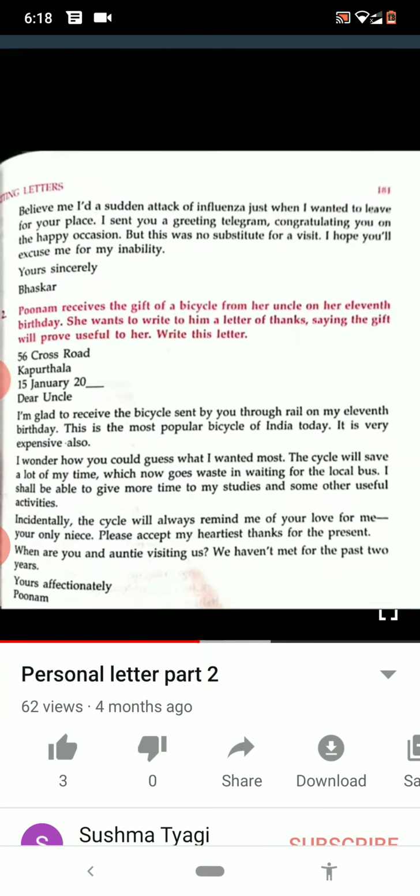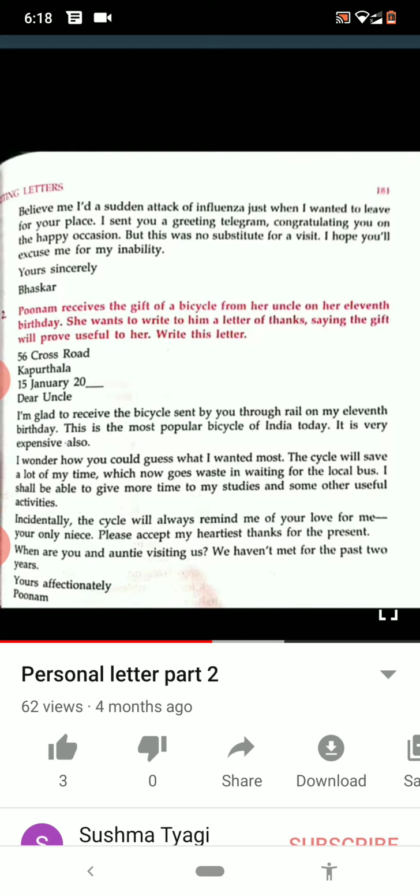Okay, I am not able to make it very big. So you see here. So Poonam receives the gift of a bicycle from her uncle. So she is going to write a letter now. So first of all, it is the address of Poonam. 56 Cross Road, Kapurthala, 15 Jan 2020.